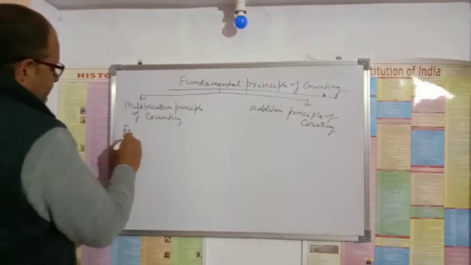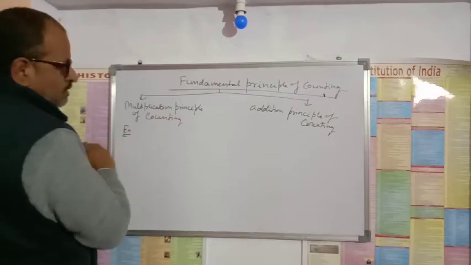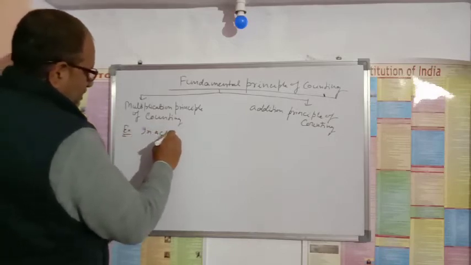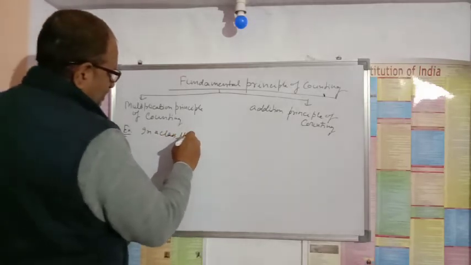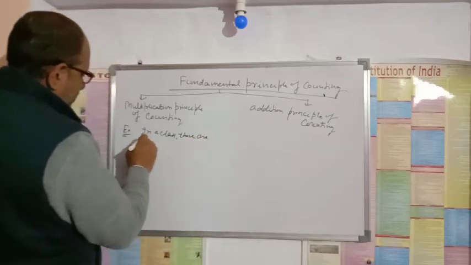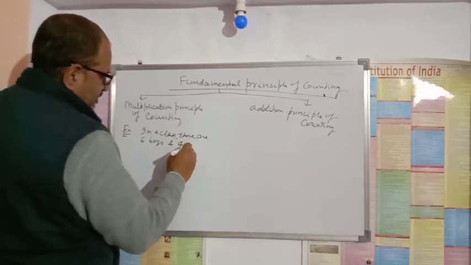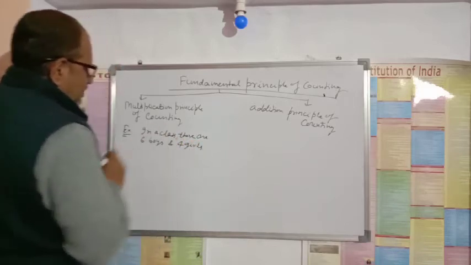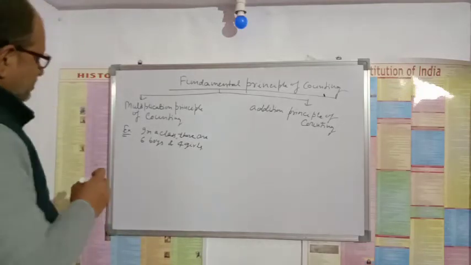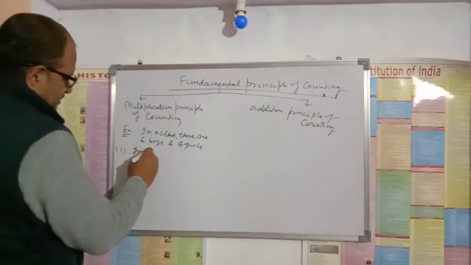See one example. In a class, there are 6 boys and 4 girls. In a class, there are 6 boys and 4 girls. In how many ways?